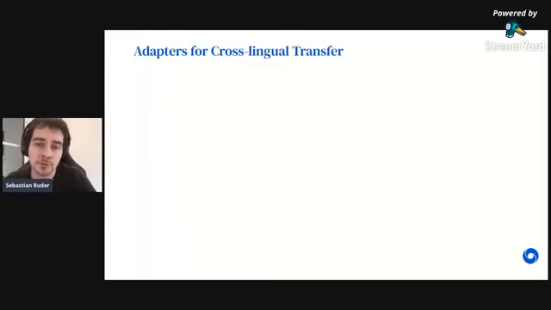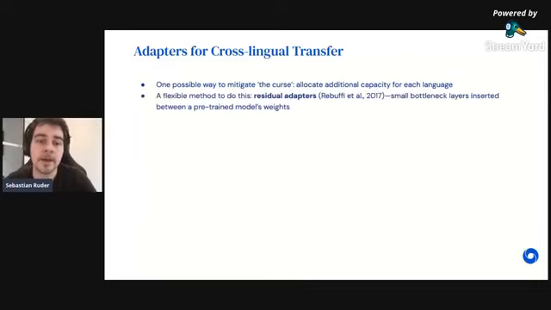And one way that you can try to bridge this gap in performance is by trying to allocate additional capacity for languages where the model has not been exposed to much, or which the model has not seen a lot in its pre-training data. One possible way to allocate this capacity is using a method that was originally introduced in the computer vision literature, known as residual adapters. These residual adapters are essentially small bottleneck layers, typically consisting of a down and an up projection, that are inserted between the existing layers of your model. Typically all of the parameters of your pre-trained model are kept fixed, and only these adapter parameters are fine-tuned on some data in your target task or your target language.